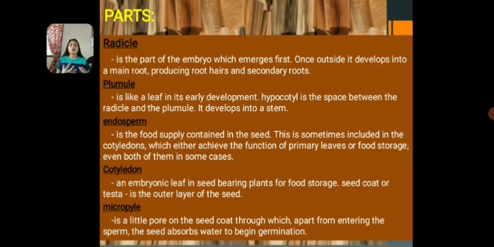Endosperm is the food supply content in the seed. This is sometimes included in the cotyledons, which either achieve the function of primary leaves or food storage, even both of them in some cases. The cotyledon is an embryonic leaf in seed-bearing plants for food storage. The seed coat, or testa, is the outer layer of the seed. And the micropyle is a little pore on the seed coat through which the sperm enters. So the seed absorbs water to begin germination.